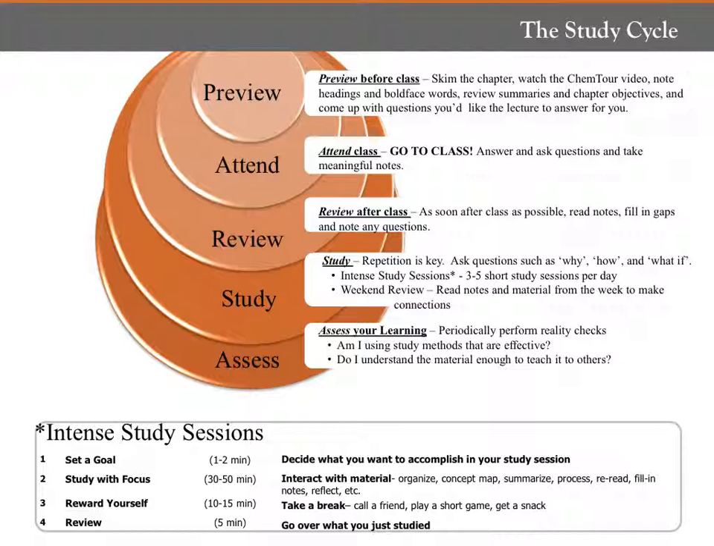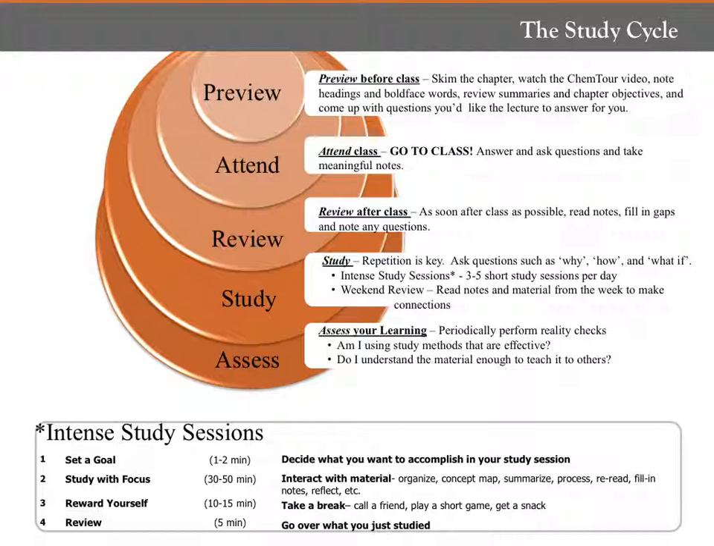It asks you how you can make the most out of going to class, preparing for class, reviewing after class, and studying for an exam. You'll notice the first thing that we ask you to do is come prepared to class by previewing the class. Don't be afraid to look at your chapter. It's why I ask you to watch Chem Tour videos. Make notes if you have to. Come prepared to understand the basic objectives within the unit of material that we're covering. All of those things combined are going to make you more prepared when you come to class.